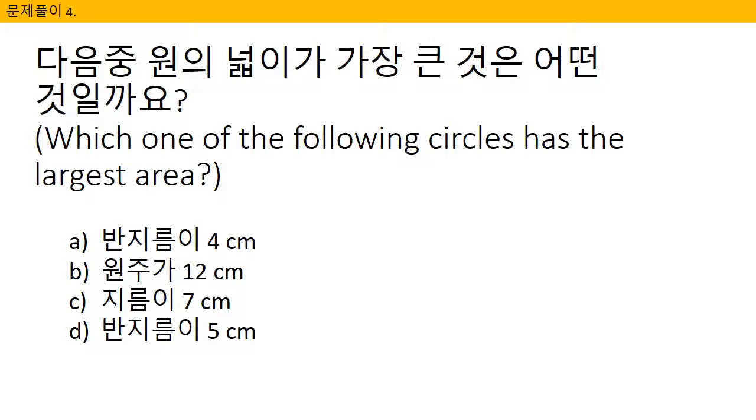Which of the following circles has the greatest area? Okay, let's find the area for circle A first. We know that the radius is 4 centimeters, so we're just going to plug this into our formula, and we get A equals 3.14 times 16 centimeters squared equals 50.24 centimeters squared.